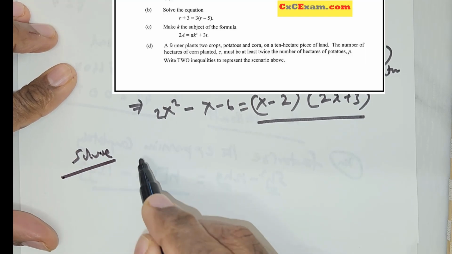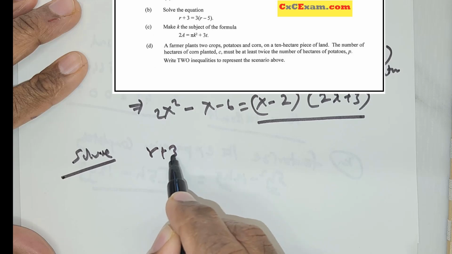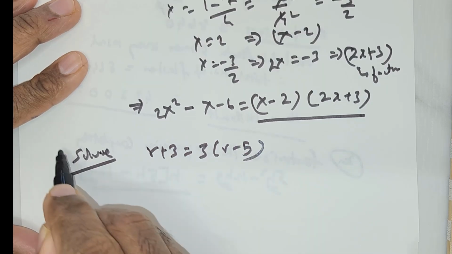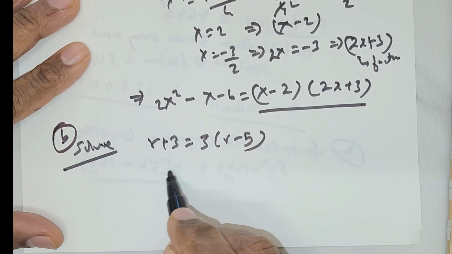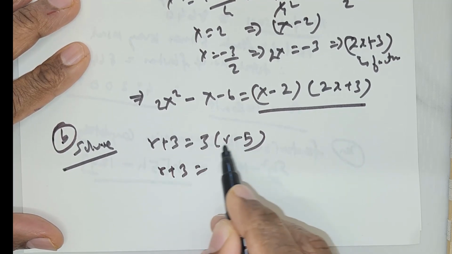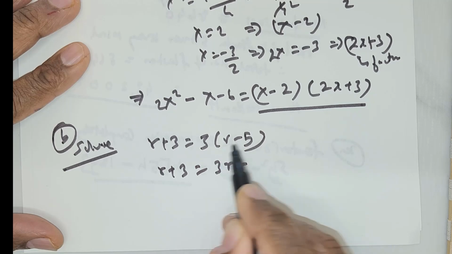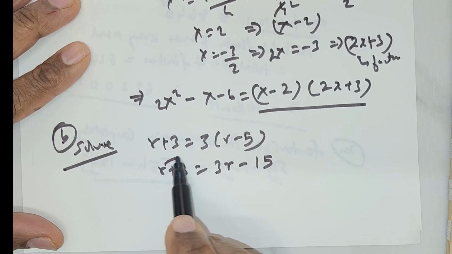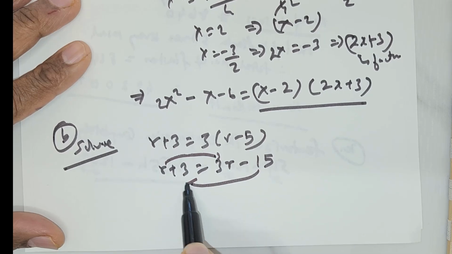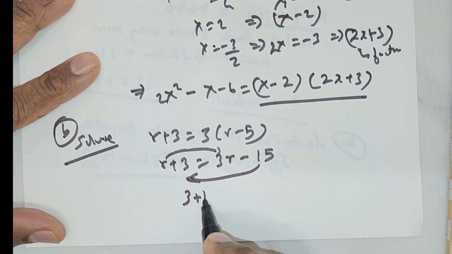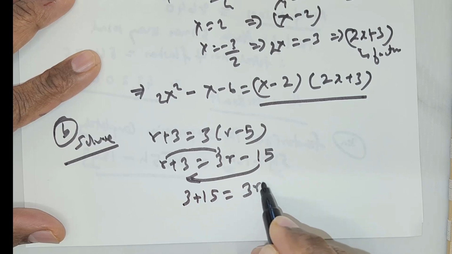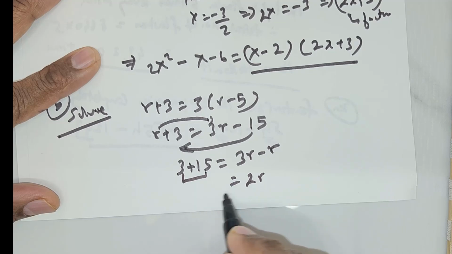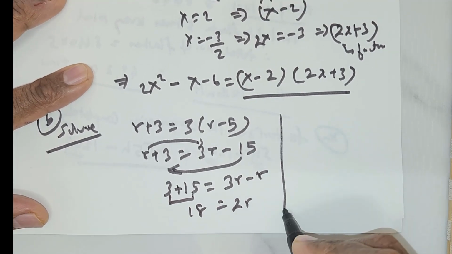We are asked to solve r plus 3 is equal to 3 times (r minus 5). This is b. Now you distribute this 3. So 3 times r is 3r, 3 times 5 is 15. And next you move the r to this side and move the negative 15 to the left. So this is going to be 3 plus 15 is equal to 3r minus r, which is going to give me 2r. 3 added with 15 will give me 18.